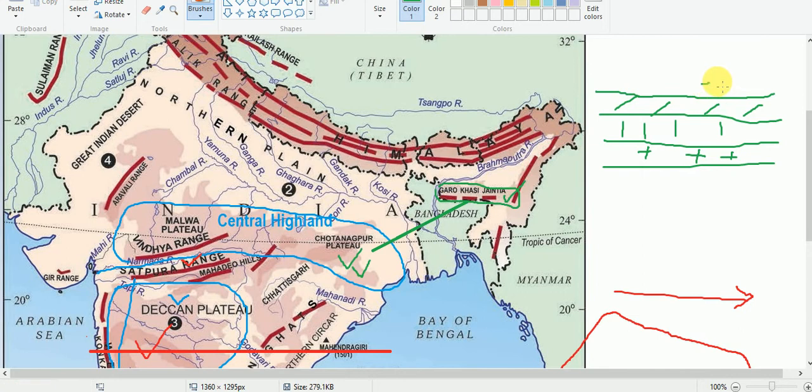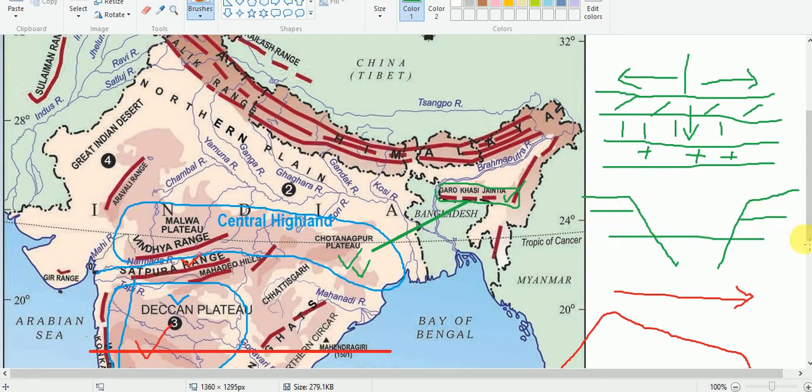So due to tensional forces, one force is going to this side, another force is going to this side. That means two forces are moving away from a fixed point, and because of these tensional forces, this area subsided. Okay, in this way. So see here, subsided in this way. See, this is the first layer, the first formation, and this is the second, this is the third.